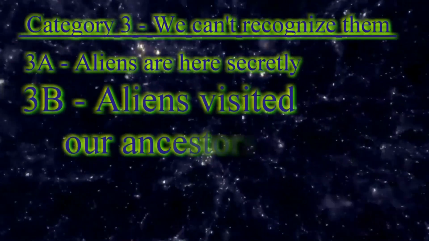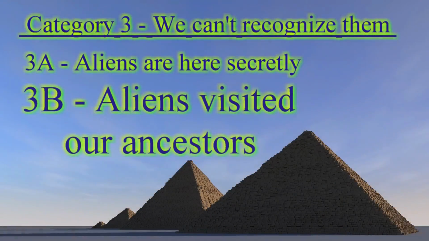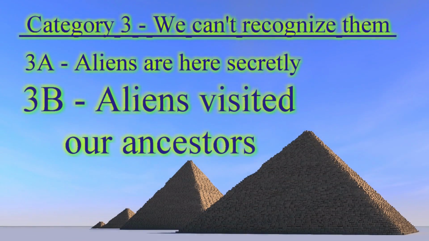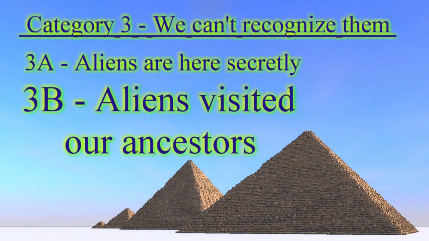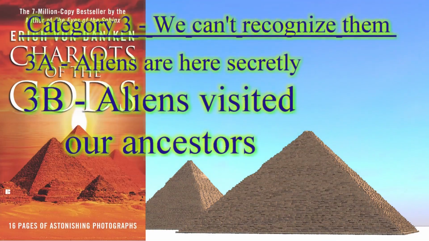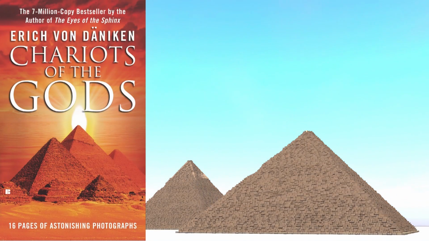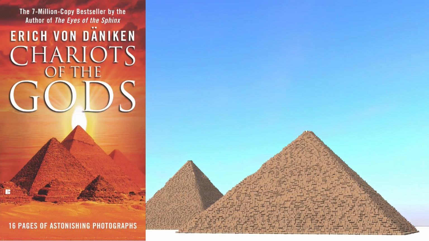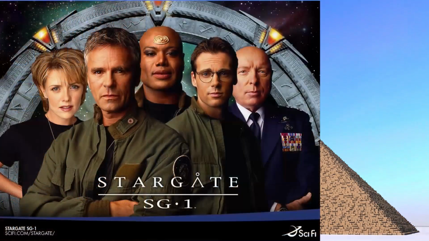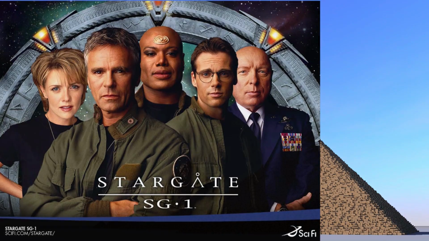Category 3B is the notion that aliens used to hang out here, usually pretending to be gods and helping us get started. Ancient alien astronauts. This was a concept popularized by the 1968 book Chariot of the Gods, and it's a very popular notion. Tons and tons of fiction, often very good fiction too, revolves around this idea.